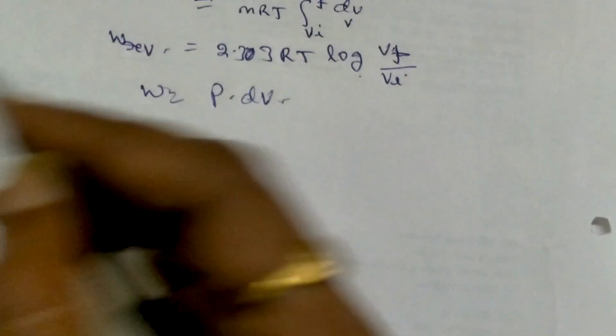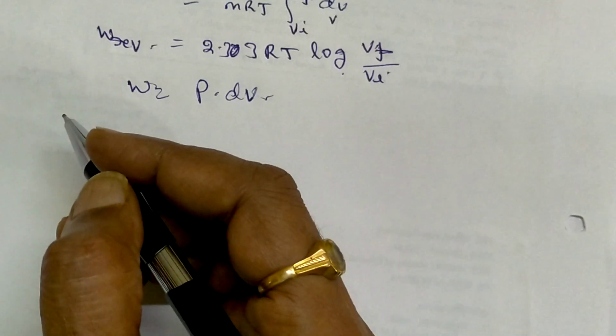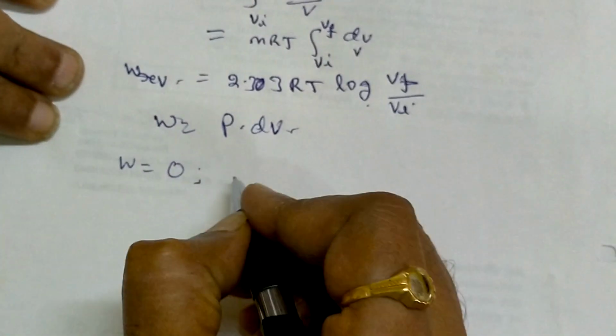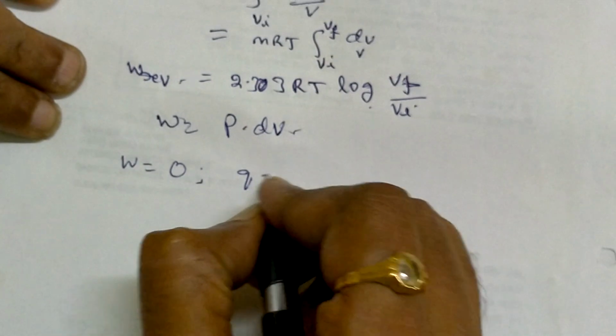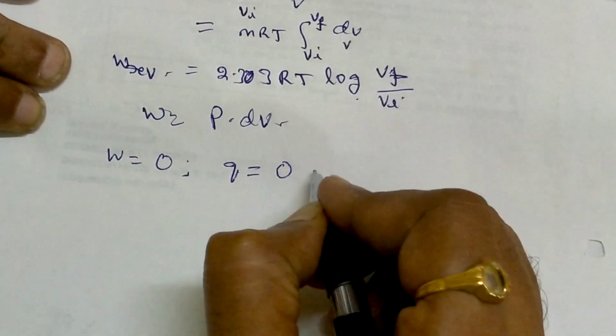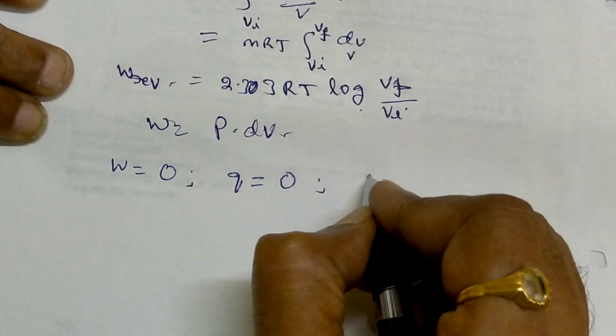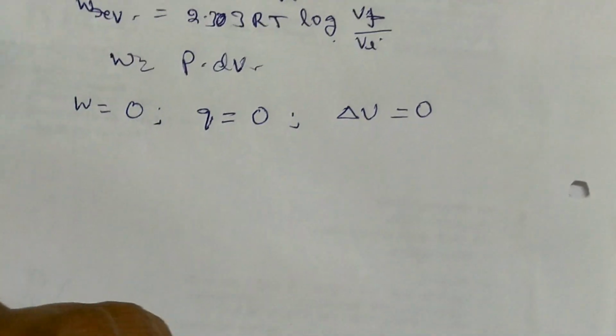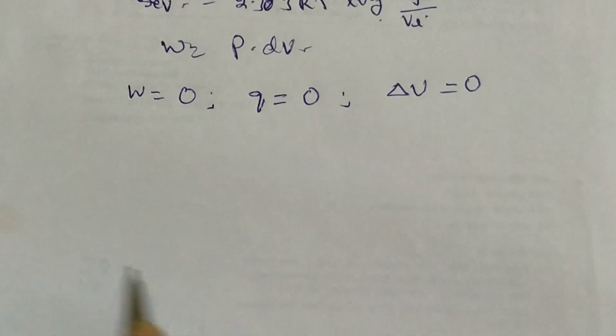If a gas is expanding freely, then work done equals 0, heat Q equals 0, and delta U, that is internal energy, is also 0. It is a free expansion.